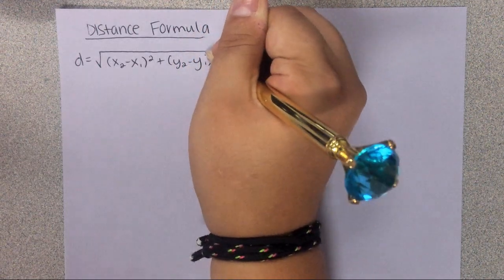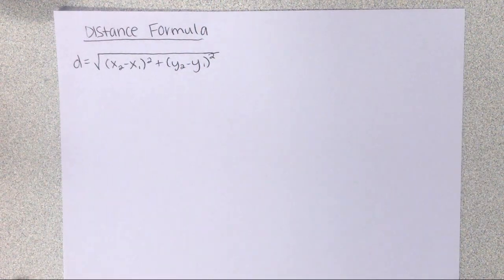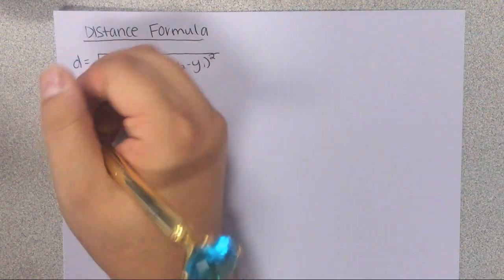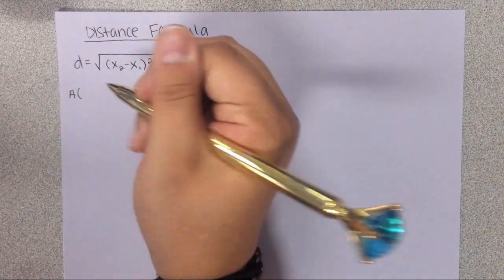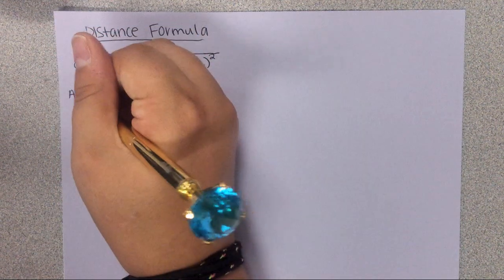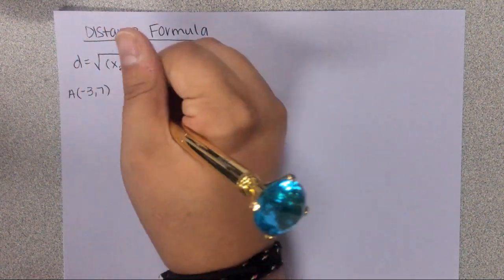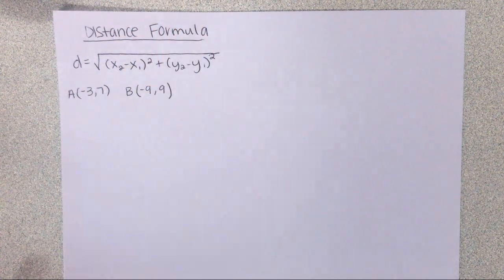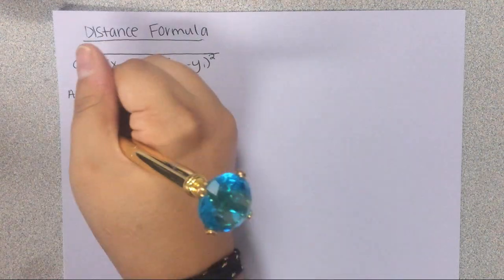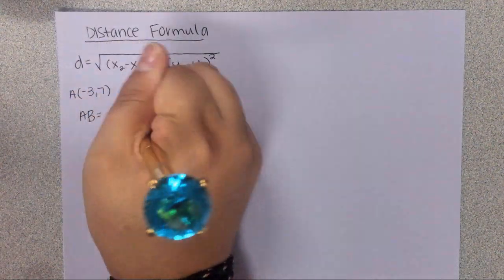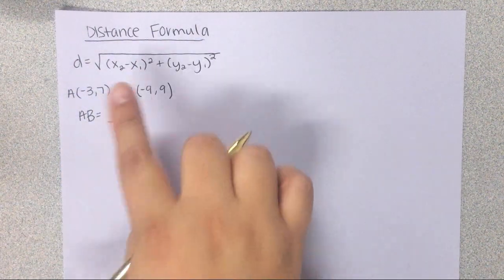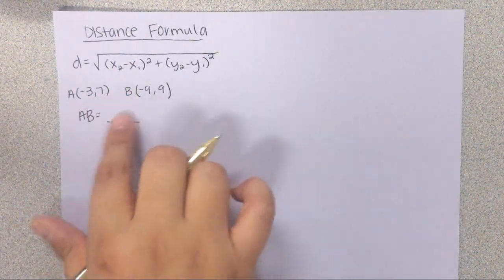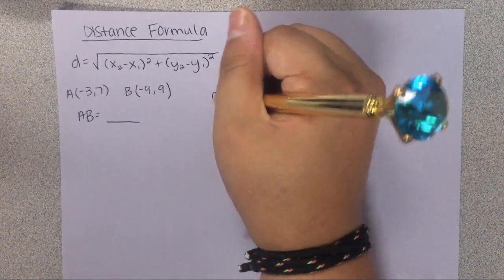Now remember, I'm not super picky about you including the 2's and the 1's when you write it out. But if I tell you I have a point A at -3, 7, and I have a point B at -9, 9, I want you to find the distance of AB. What would it be? All you have to do is plug into this. It does not matter which one's your x1, x2, you'll get the same answer.